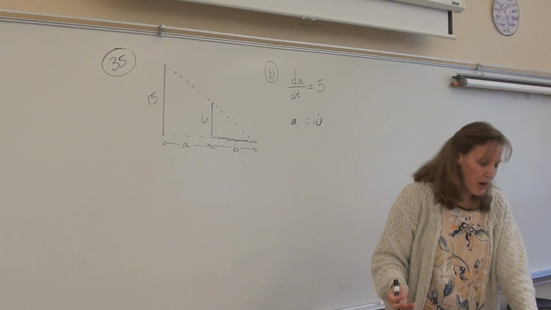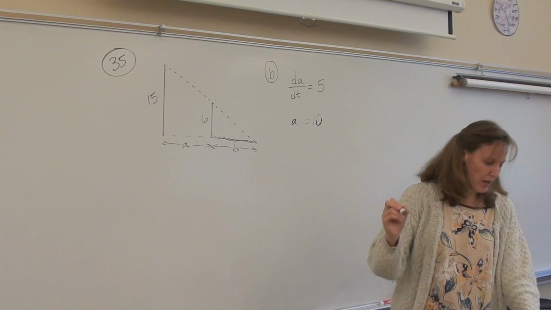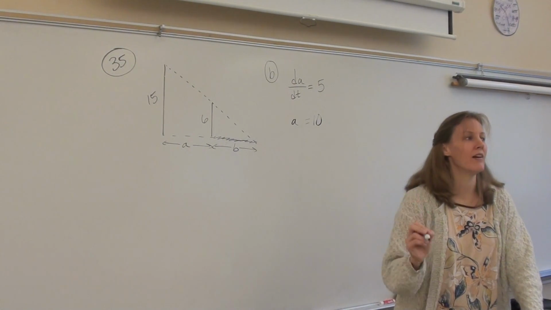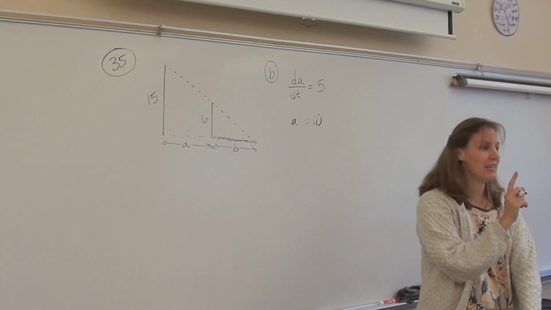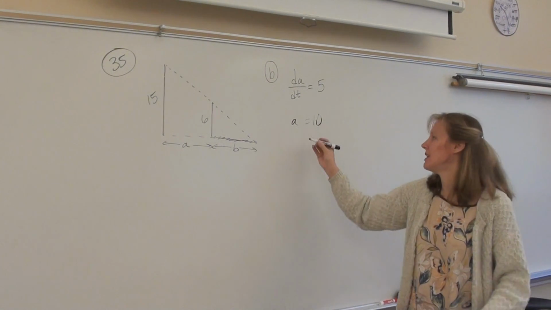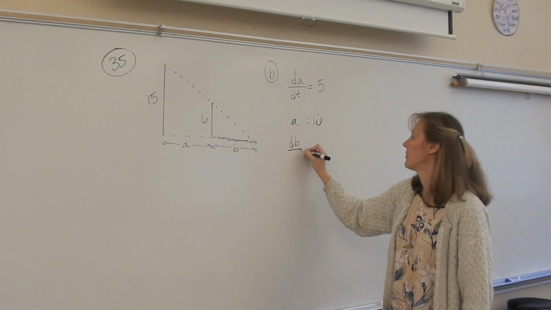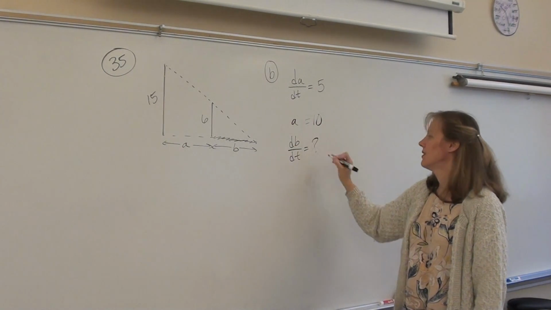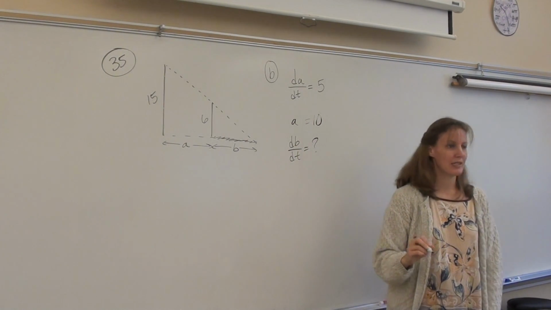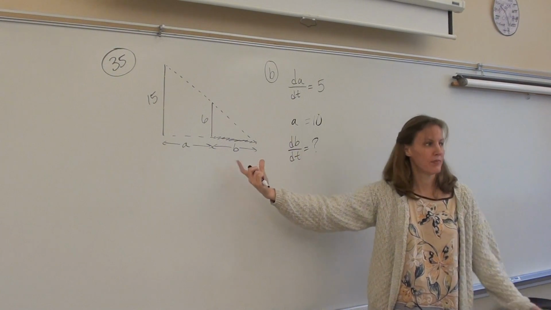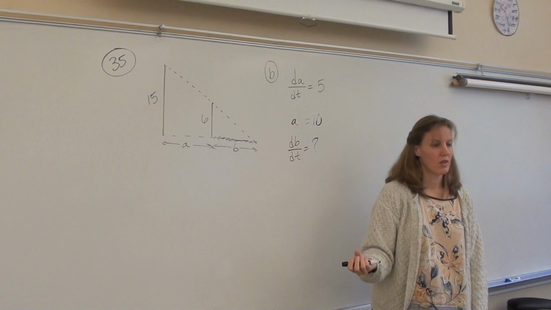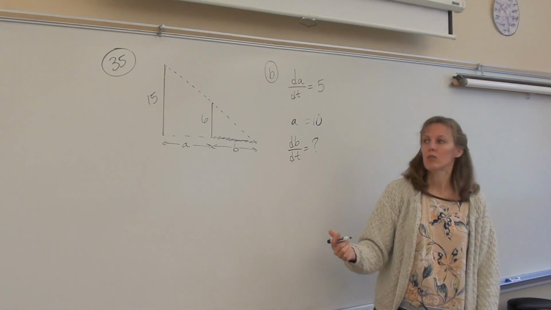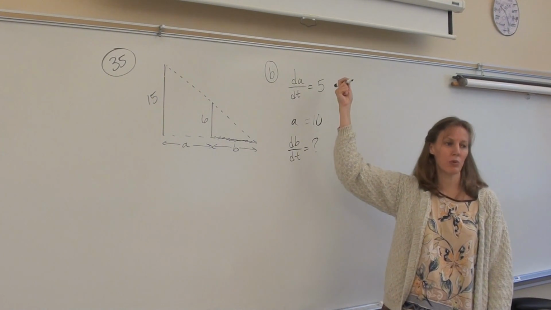Okay, part B first. At what rate is the length of his shadow changing? So B. DB/DT is what we're looking for, because that's the length of his shadow. This is real important that you understand this.